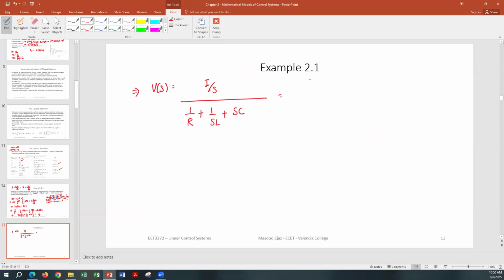We're going to reorganize this equation because we want to write it in terms of a polynomial in the numerator and a polynomial in the denominator. That's our goal. So I over s is the numerator, and in the denominator, sLR is my common denominator. This leads me to sL plus R plus s squared RLC. So V(s) is this, and the s and s cancel out.